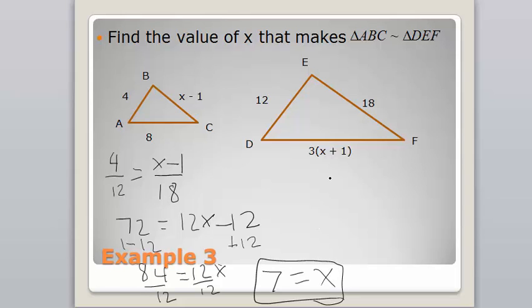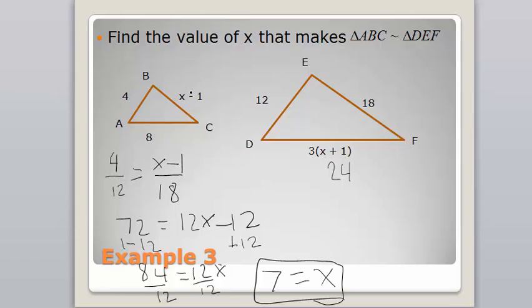7. Now, technically I should probably plug that in down here. I should substitute that 7 in for x. 7 plus 1 is 8. 3 times 8 is 24. And does 24 fit with the rest? Because I need to make sure, do I have a common ratio?